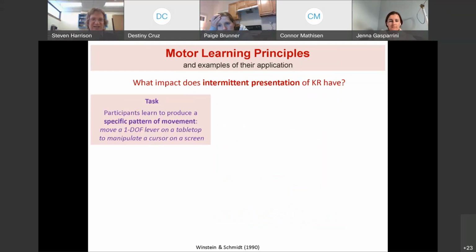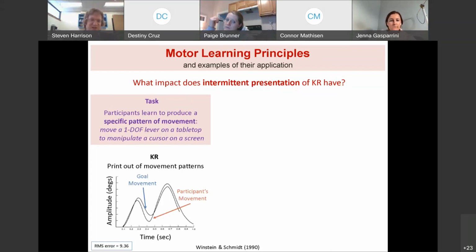Okay, here's another experiment looking at a similar kind of thing. So here we have participants learning to produce a specific pattern of movement. They take hold of a lever that can only be moved in one dimension along a channel, and they move it along a tabletop. So it's actually quite similar to the stylus task. And they move this lever in order to manipulate a cursor on a screen. So they have to create a particular pattern of movement. In this graph here, we can see we've got the amplitude of the movement on the y-axis and the time on the x-axis.